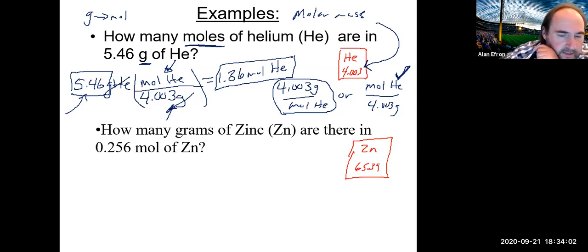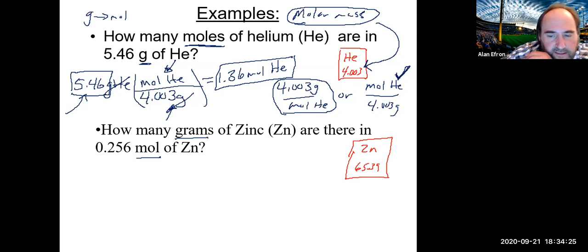Okay, so let's take a look at the second one. We are looking for grams and we're given moles. Remember, mol is the abbreviation for moles, not molecules. Again, no mention of atoms, molecules, or anything like that. So again, our conversion factor to do that is going to be the molar mass from the periodic table.